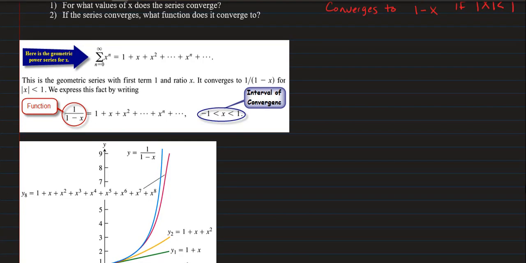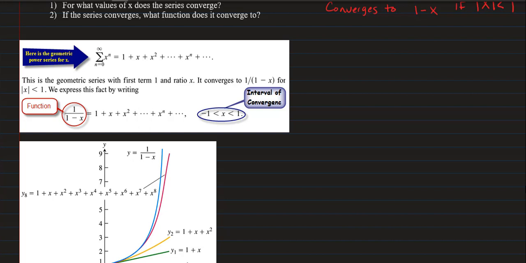So here's the geometric power series for x. We have the sum n equals 0 to infinity of x to the n. If we were to expand this out by plugging in numbers for n, we would end up with this infinite polynomial equation that would be 1 plus x plus x squared and so forth and so on, x to the n, all the way out to infinity. This is a geometric series where the first term is 1 and the ratio is x.